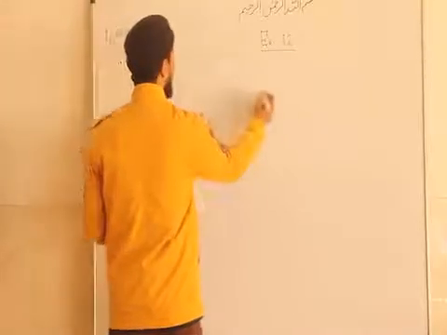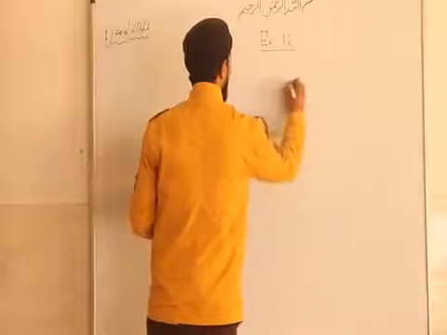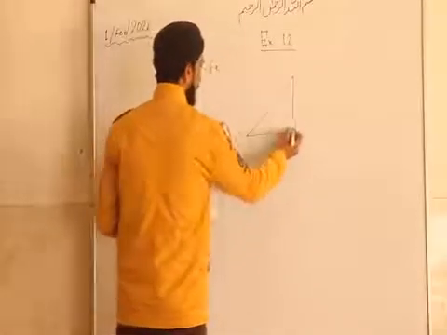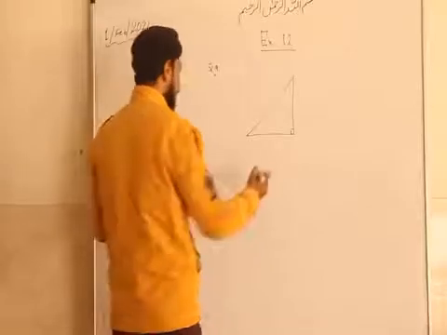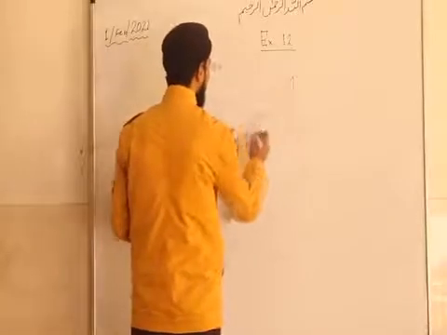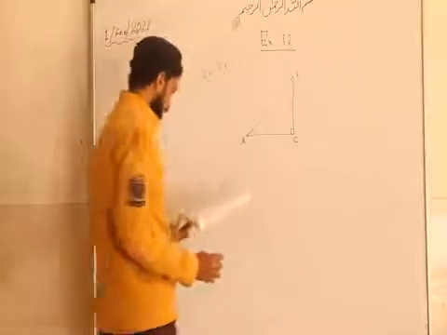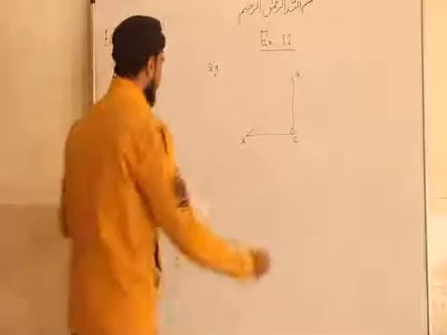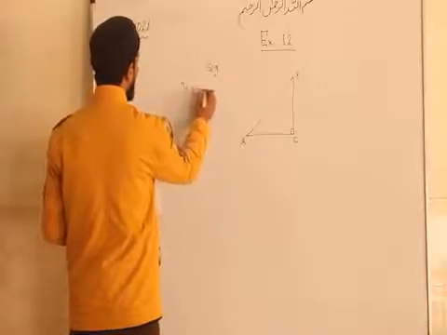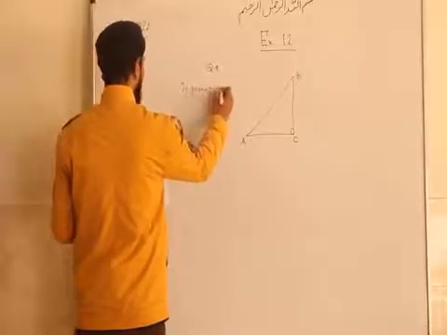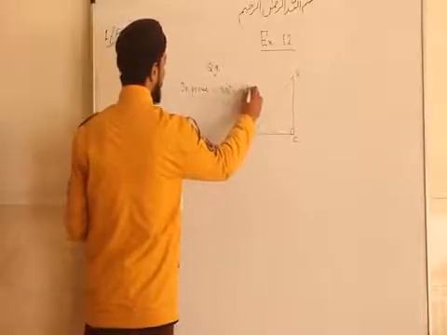Question number 9. First we draw a right triangle, and the condition is that the right angle is at C. So first we put C here, then we can put A and B anywhere, no problem. A here and B here. So what is required to prove in this question is that AB square is equal to 2 times AC square.